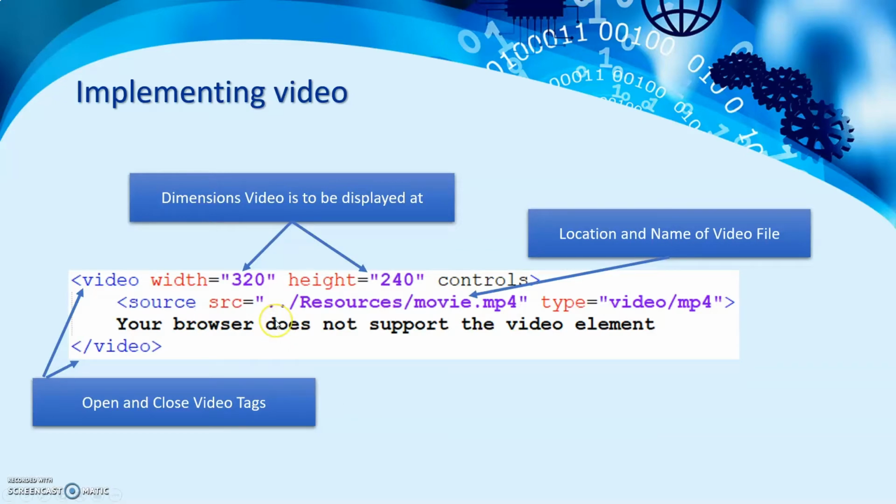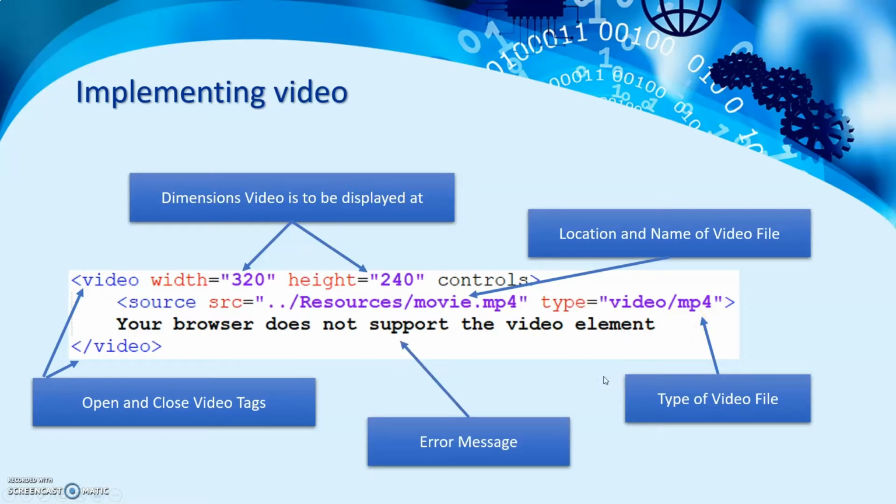Same deal, go up out of the HTML file, go down into the resources file and find your MP4 file. Now you might use a MOV file, that would also be supported. Here at the end we've got the type of video file, in this case MP4. And once again we've got the error message, just in case somebody's using an old version of a browser.